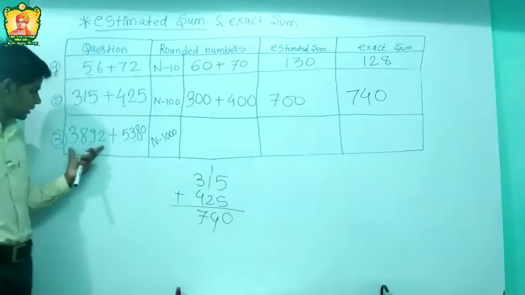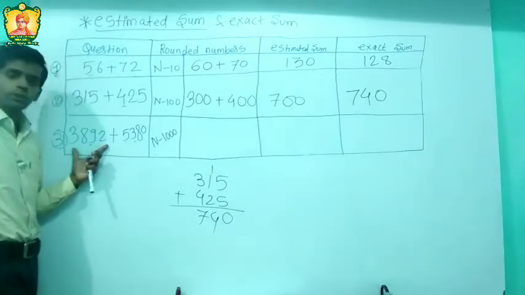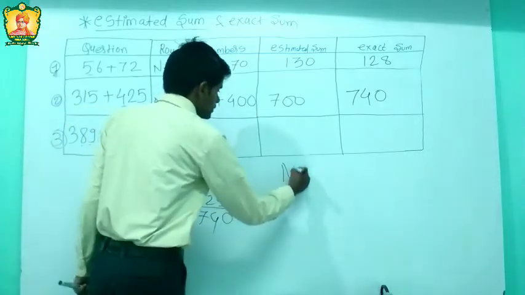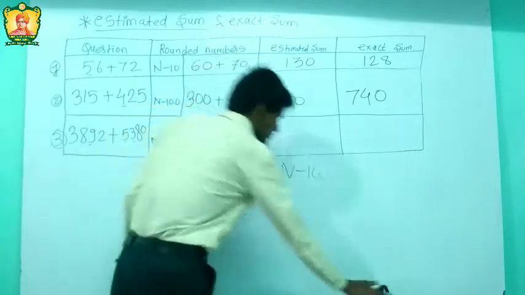Now look at this question. 3892. Which number it is? 3892. We are finding nearest 1000. Nearest 1000. ठीक है?